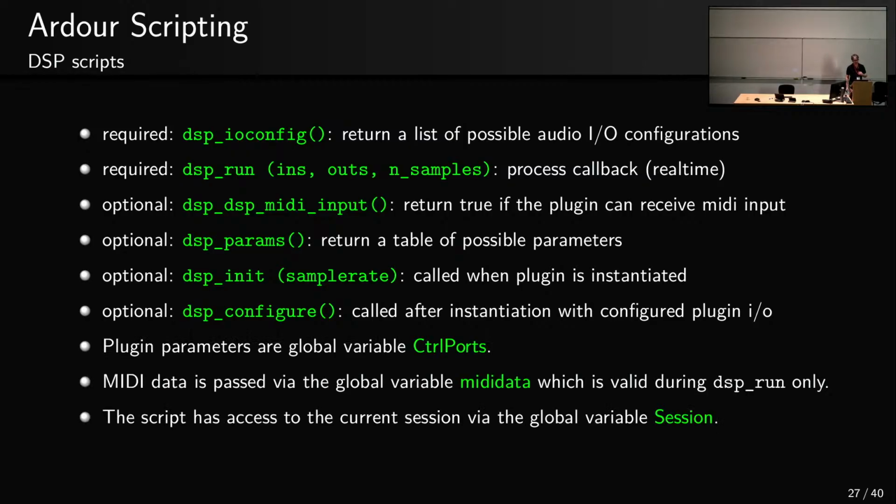The parameters are passed as a global variable, control ports. And MIDI data is passed, as I said, as a table and a global variable, MIDI data, that you can modify. And the script, of course, has access to the current session. You can query additional data from the session. You can even query all data from other plugins which exist in the session. You can modify other plugins from that context. So you can do very powerful plugins which are not otherwise possible with VST or LV2 in this case.